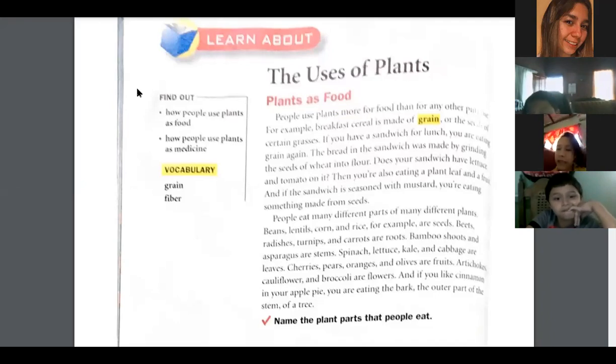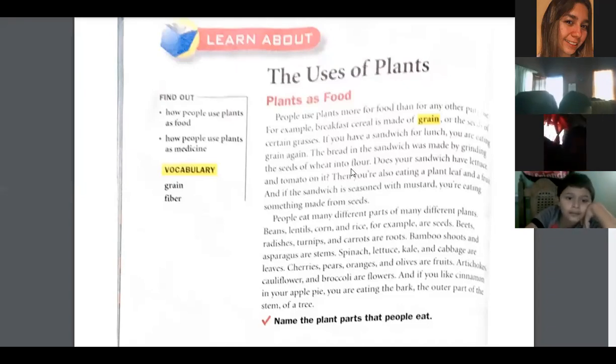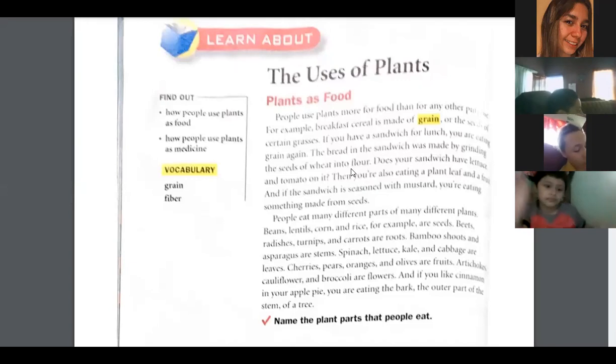So, does your sandwich have lettuce and tomato on it? Then you are also eating a plant leaf and a fruit. And if the sandwich is seasoned with mustard, you are eating something made from seed. You know what mustard is? Mostaza. And that is made of plants. Do you know that? Mustard is made of plants. So people eat many different plants.